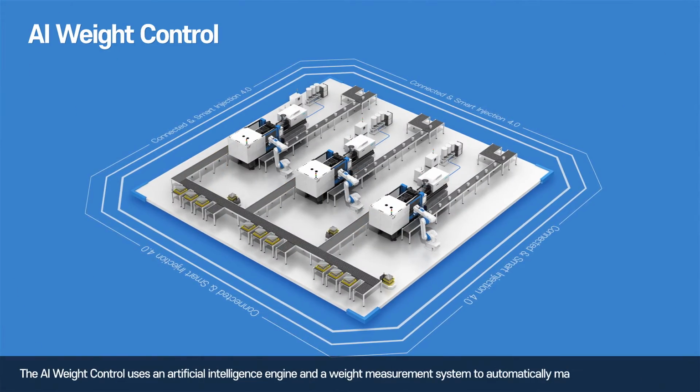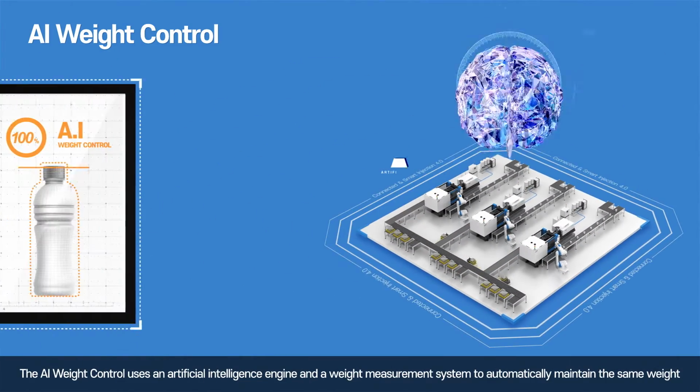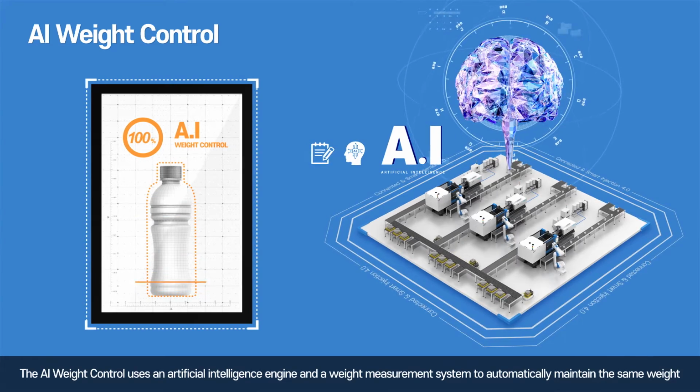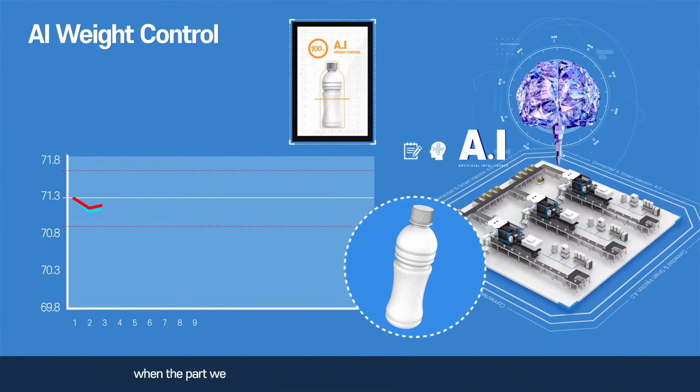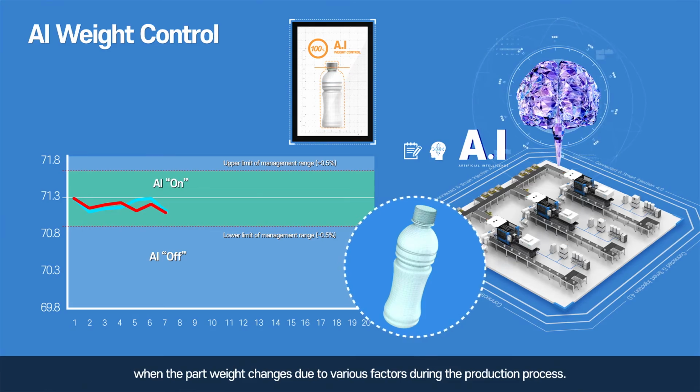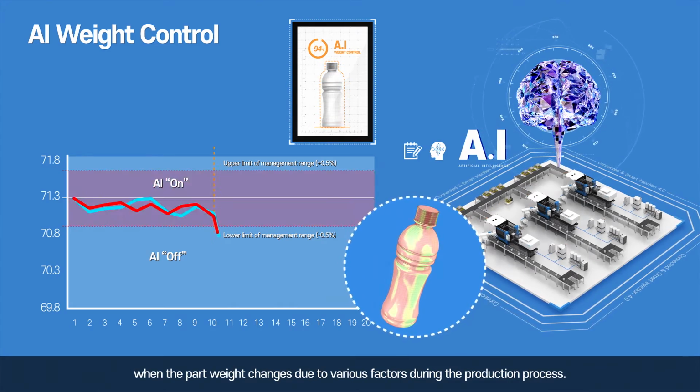The AI Weight Control uses an artificial intelligence engine and a weight measurement system to automatically maintain the same weight when the part weight changes due to various factors during the production process.